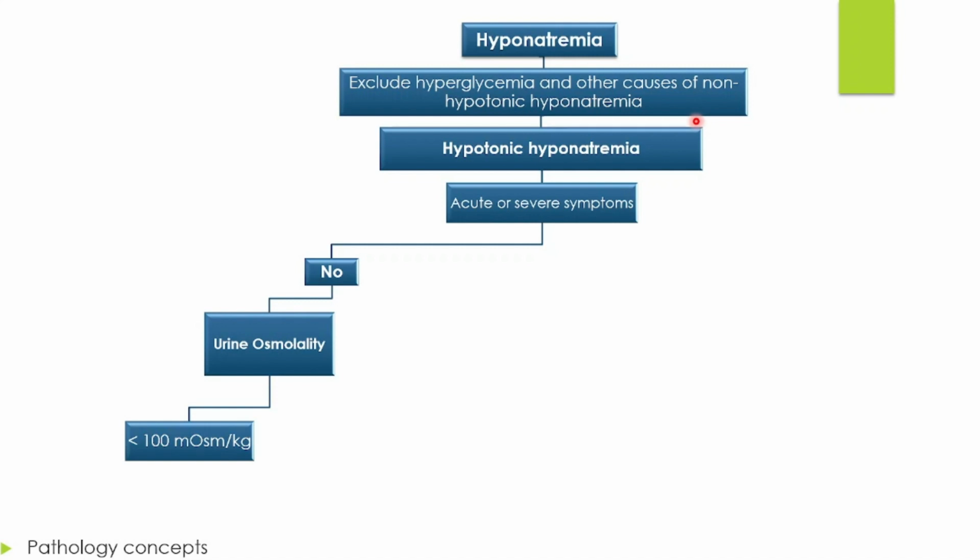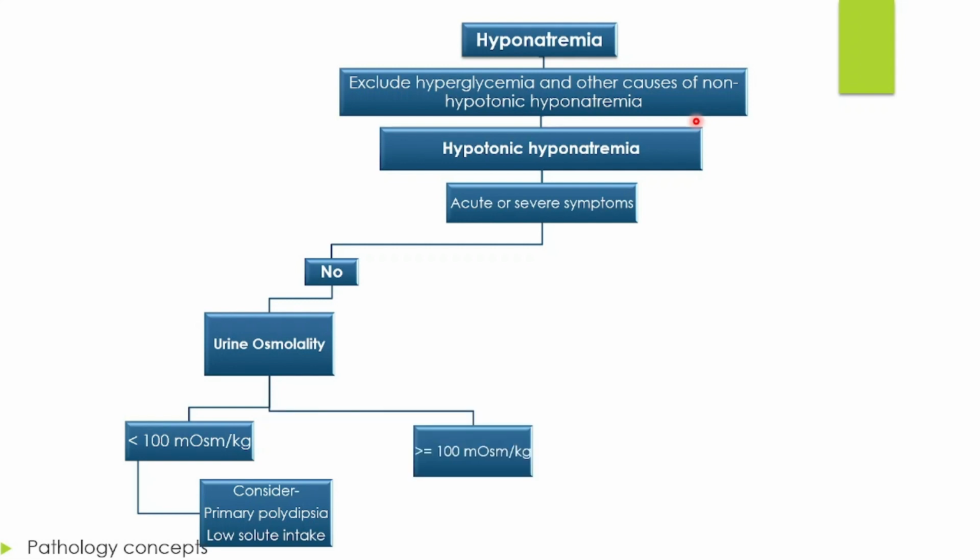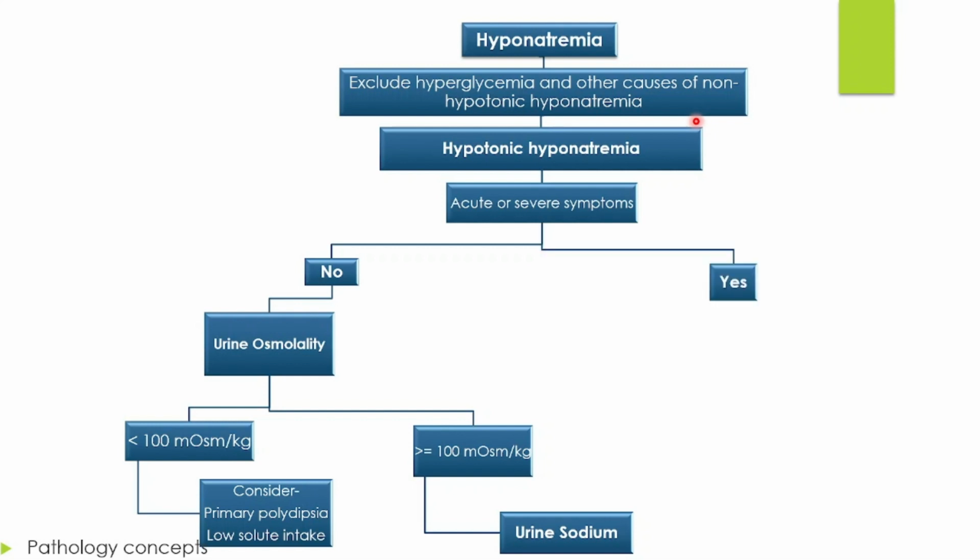If the urine osmolality is less than 100 milliosmol per kg, consider the cause of hyponatremia being primary polydipsia and low solute intake. And if urine osmolality is more than or equal to 100 milliosmol per kg, consider doing the urine sodium. We will discuss the urine sodium in detail in the next slide, but let's first see what happens if acute or severe symptoms are present.